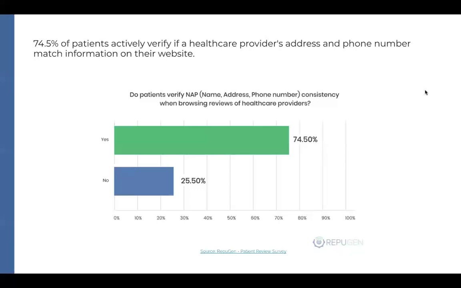And now let's talk about why NAP consistency matters. Let's delve into some statistics. According to a survey that we conducted here at Repugen, it was found that a staggering 74.5% of patients actively verify if a healthcare provider's address and phone number match the information on their website. This statistic emphasizes the importance of having accurate and consistent listings across different online platforms. Doing so helps to build a sense of trust and credibility with prospective patients, making them more inclined to choose your practice and services.